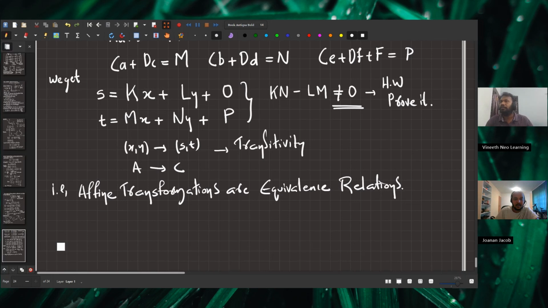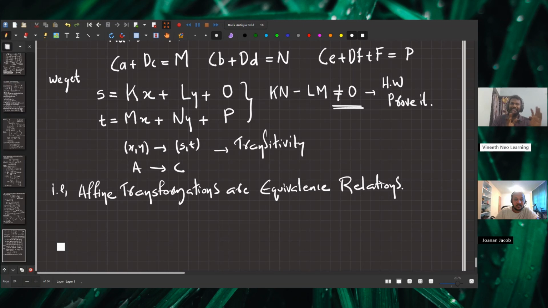Now, since we are studying conic sections, let's say we have a set of conic sections, and we are defining this affine equivalence relation, this affine transformation, which is an equivalence relation, on that set of conics. What will be the equivalence classes of that relation? It will be another conic.